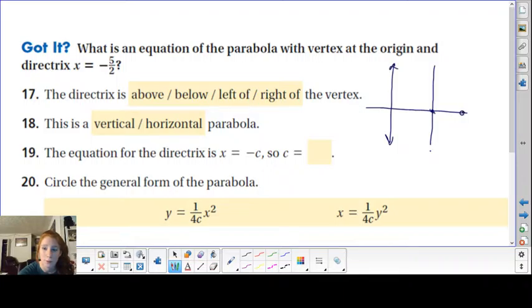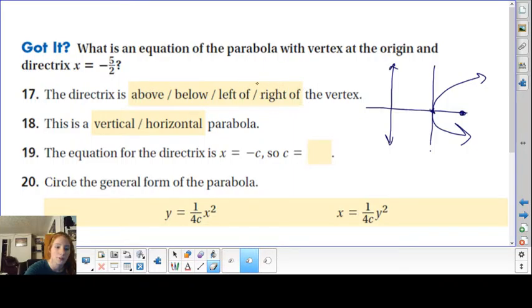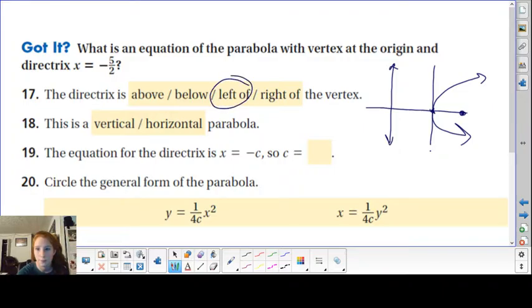Which means that my focus is going to be over here, to the right. So my parabola is going to the right. However, my directrix, which is my line, is going to be to the left of my vertex. This is a horizontal parabola. Since my directrix is equal to negative c, my c in this case is 5 over 2.